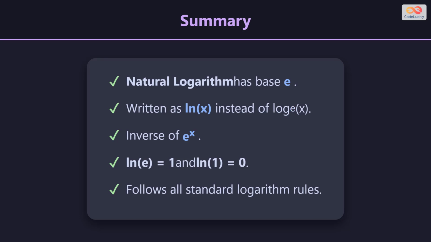To summarize, the natural logarithm is just a log with base e. We write it as ln of x. It is the inverse of the exponential function e to the x. Remember that the natural log of e is 1, and the natural log of 1 is 0. If you master these properties, you will be well equipped for calculus and advanced algebra.